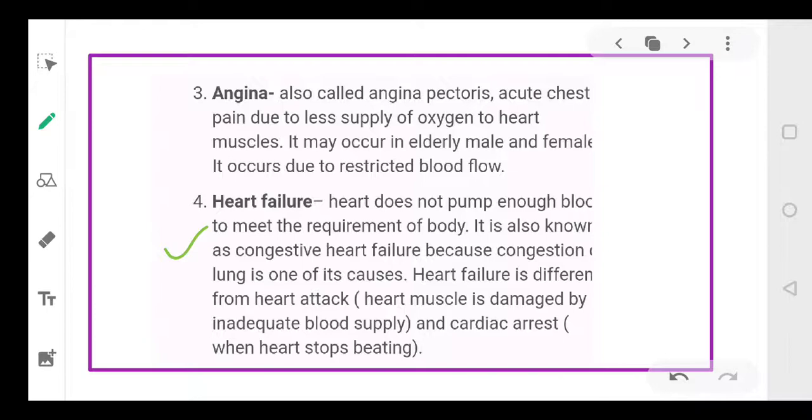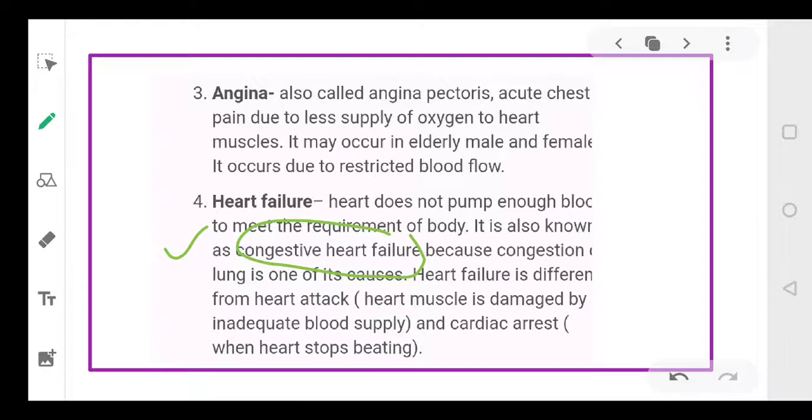This is sometimes also called as congestive heart failure. इसे हम कई बार जो है congestive heart failure भी कहते हैं. ठीक है, congestive heart failure क्यों कहते हैं? Because the congestion of lungs is one of the main symptoms. lungs का congestion हो जाना एक इसका main symptom है जिसकी वजह से heart failure होता है. ठीक है, ओके.